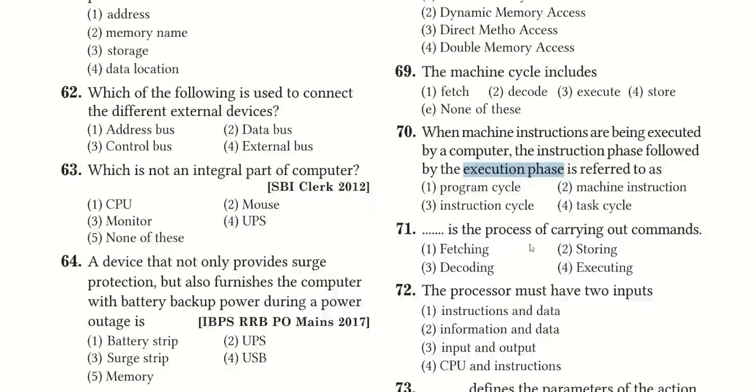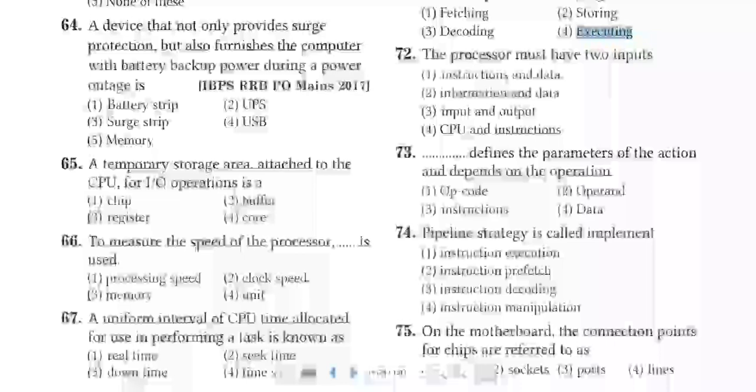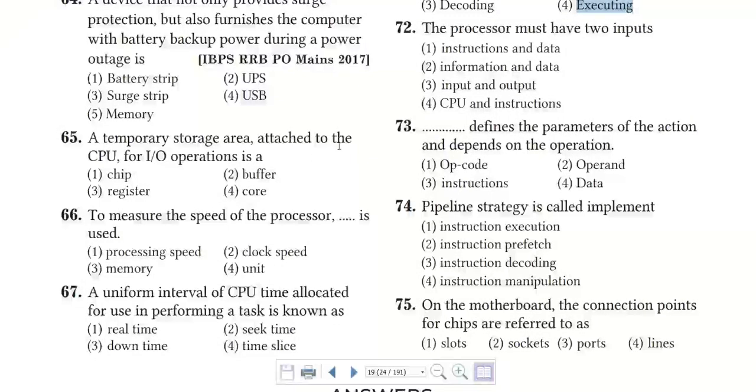Executing is the process of carrying out commands. The processor must have two inputs, that is instruction and data. The instruction and data are required for the processor to produce an output. The third question is: dash defines the parameters of the action and depends on the operation, that is operand.